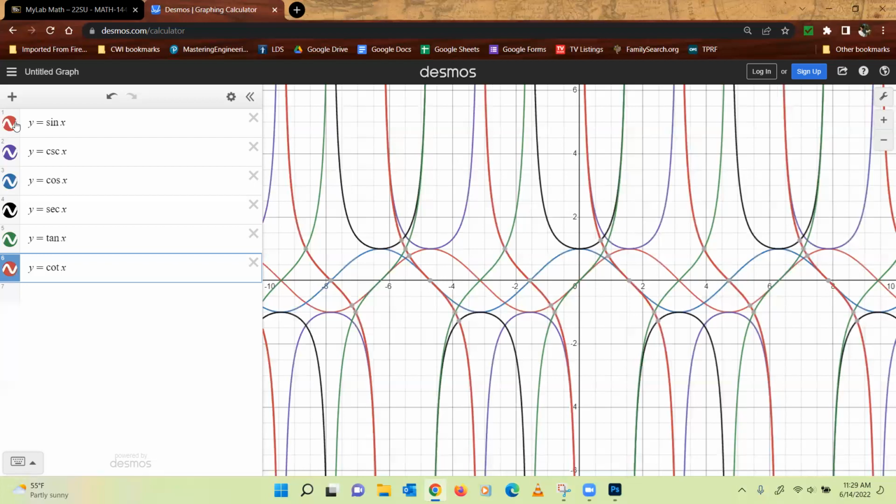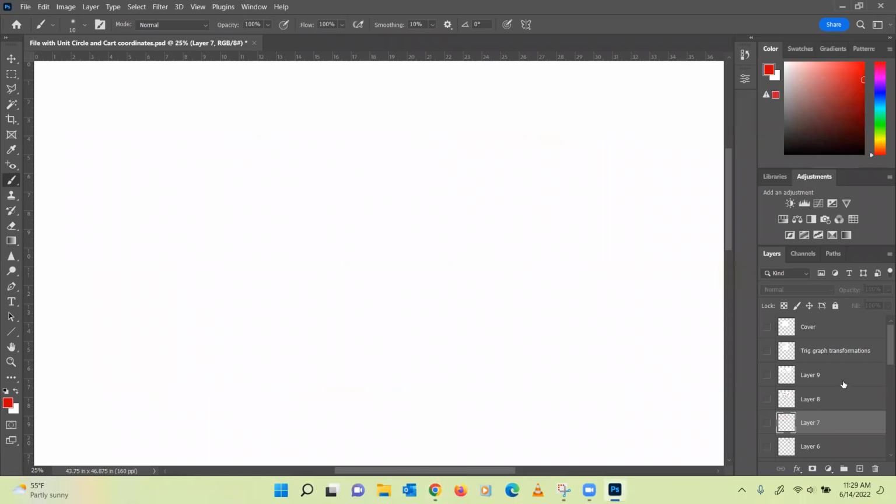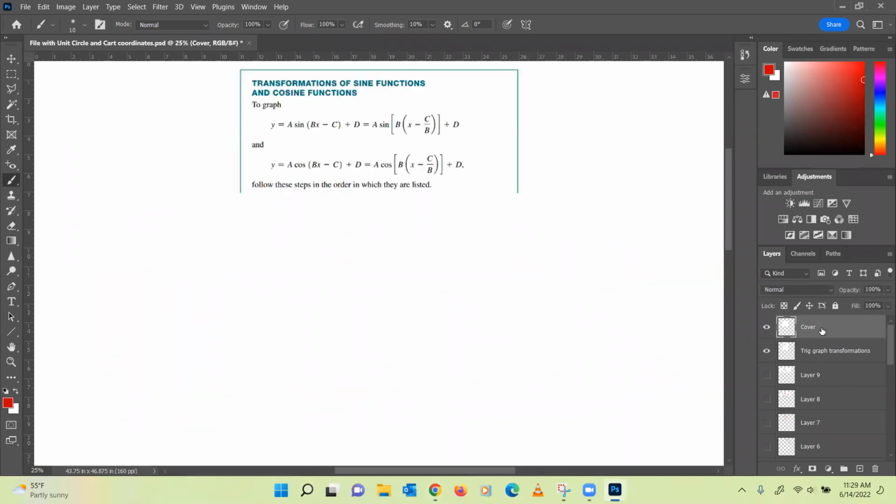Matter of fact, let's look at some transformations of those graphs, which is section 6.6. You know this video is getting long, but hopefully it'll work and you can bear with me. All right. So remember in algebra, we talked about transformations and we added these variables A, B, C, and D.